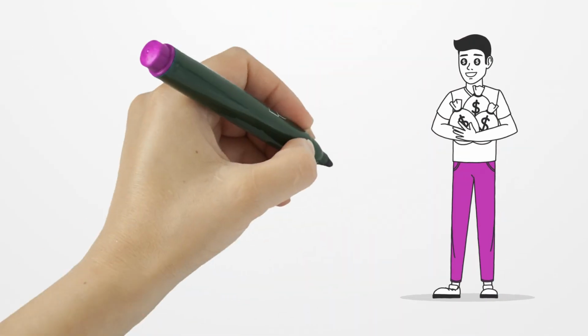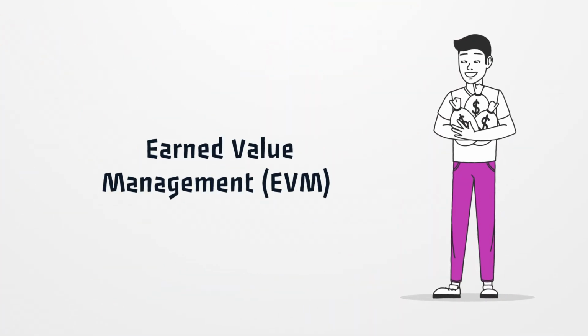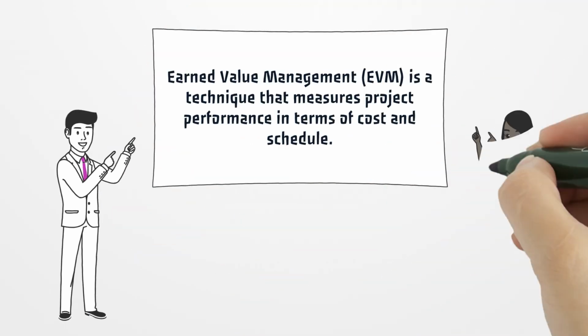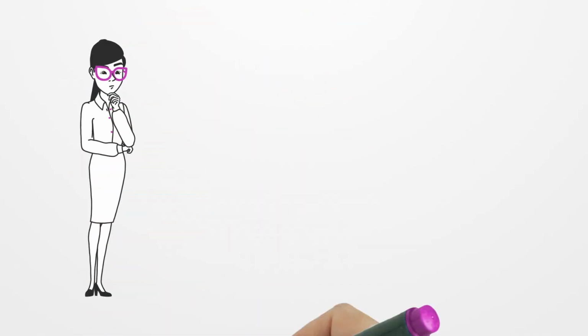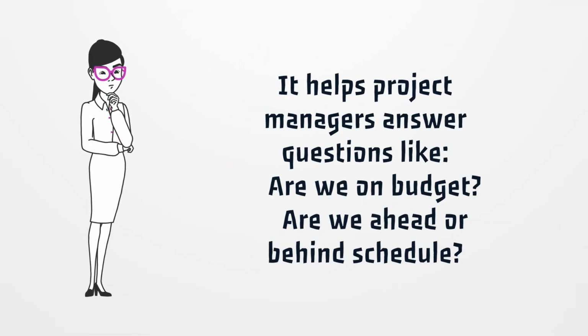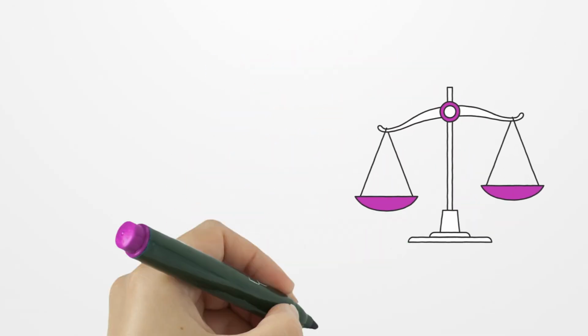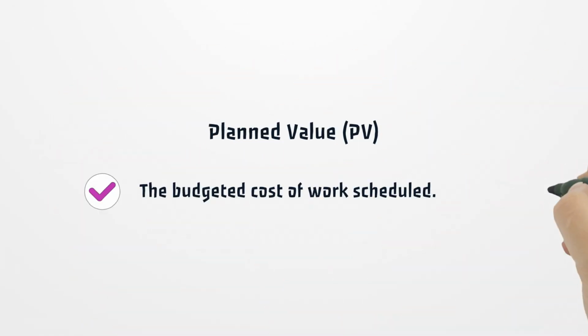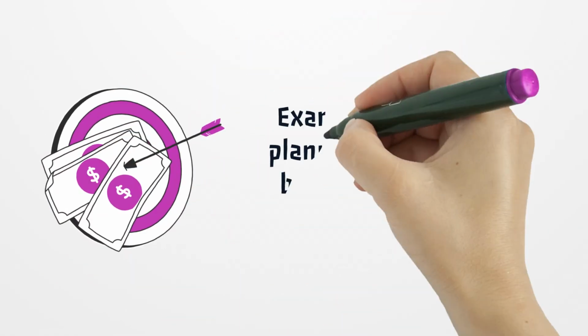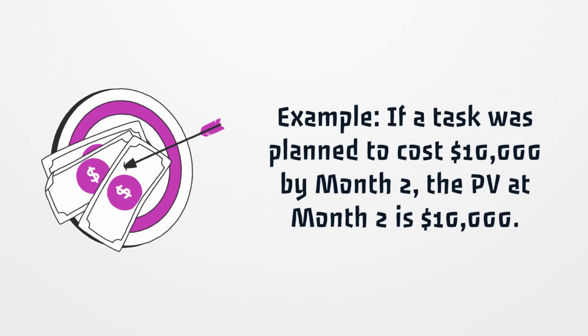3. Earned Value Management, EVM. Earned Value Management, EVM, is a technique that measures project performance in terms of cost and schedule. It helps project managers answer questions like, are we on budget? Are we ahead or behind schedule? Key EVM metrics. Planned value, PV. The budgeted cost of work scheduled. Example, if a task was planned to cost $10,000 by month 2, the PV at month 2 is $10,000.